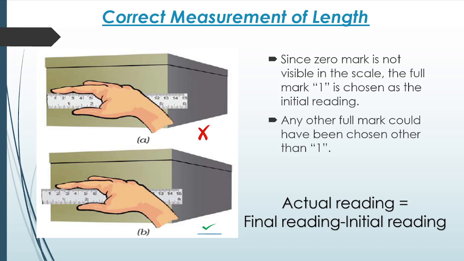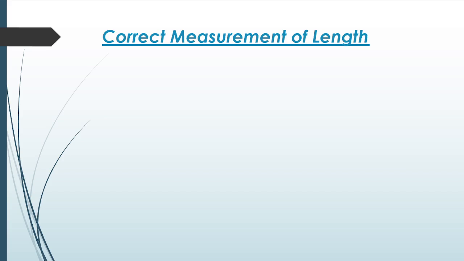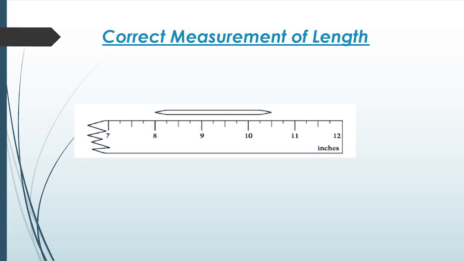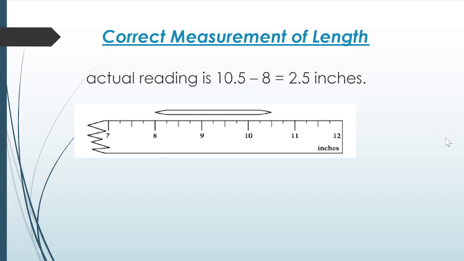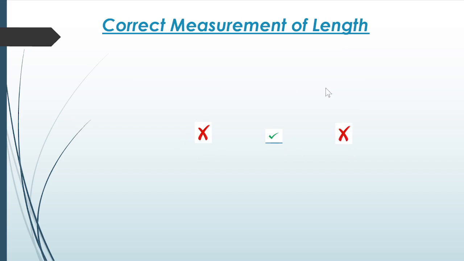This is something that you might have experienced in your practical life. For example, we are using an inch scale to measure this rod. The initial reading would be 8 inches, the final reading would be 10.5 inches, and hence the actual reading would be 10.5 minus 8 inches, which would give you 2.5 inches.